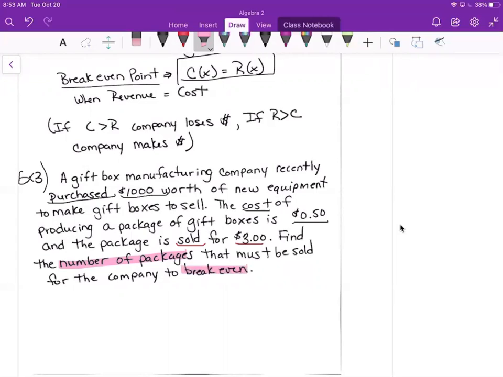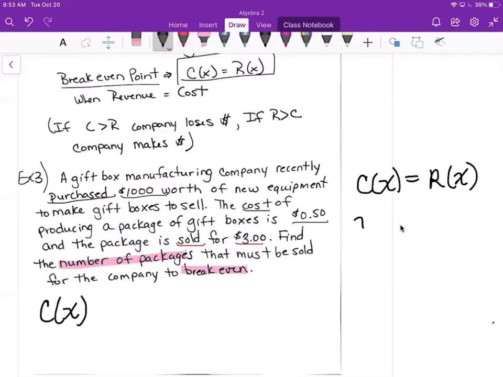So we're looking for their break-even point. We're looking for where their cost of X is equal to their revenue of X. So notice that I did color code them. So I put our cost in black. I underlined them in black. So it says our cost of X, where X is the number of packages. I always like to identify what my variables are. So X is the number of packages.